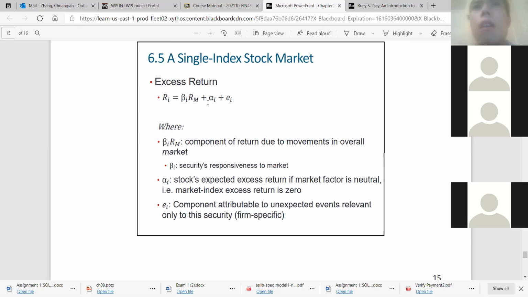The mathematical explanation will be easier to understand. If the market return equals zero, the alpha is still there. That means alpha represents your single stock's returns over the market average. If you have alpha, definitely it's good news, right? And this is the error, because the model definitely has some error. So this is the so-called single index stock market model, all right?